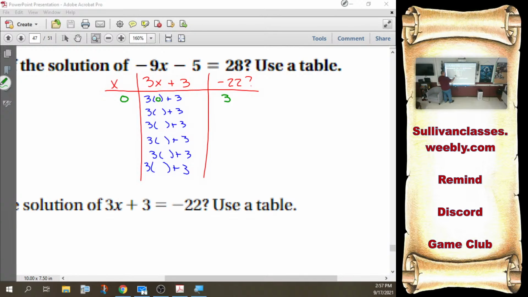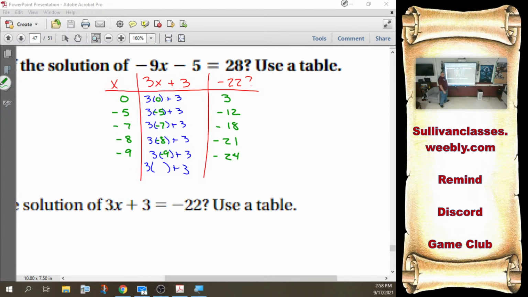So now I know that it's got to be a negative number. Okay? So I'll try, I don't know, negative 5. Well, that's a negative 15. Plus 3 is a negative 12. Not quite. Negative 7. Negative 21 plus 3. Getting warmer. Negative 8 is negative 24 plus 3. Ooh. Try one more. Negative 9. Negative 27 plus 3 is a negative 24.